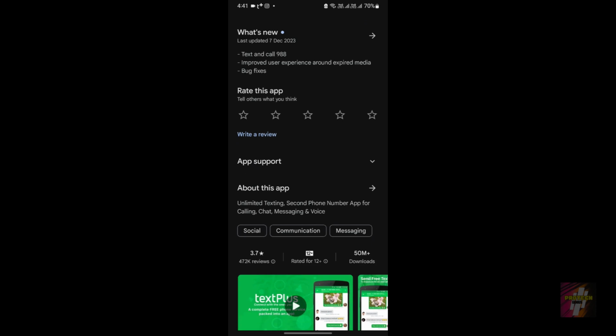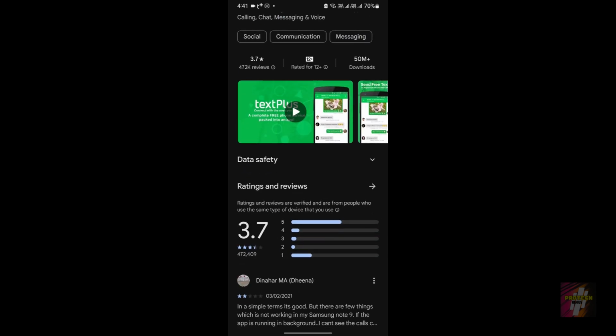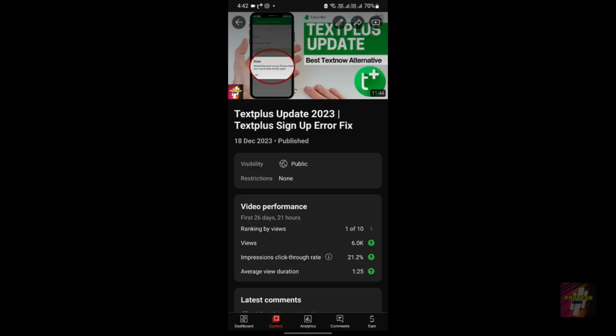TextPlus has a 3.7 star rating out of 50 million downloads and 472k reviews. By seeing 50 million downloads, you can obviously guess this is one of the best market leaders available in the market. But recently, because of a certain update of 2023, the TextPlus update 2023, the rating has been reduced. Previously, it was 4.2.